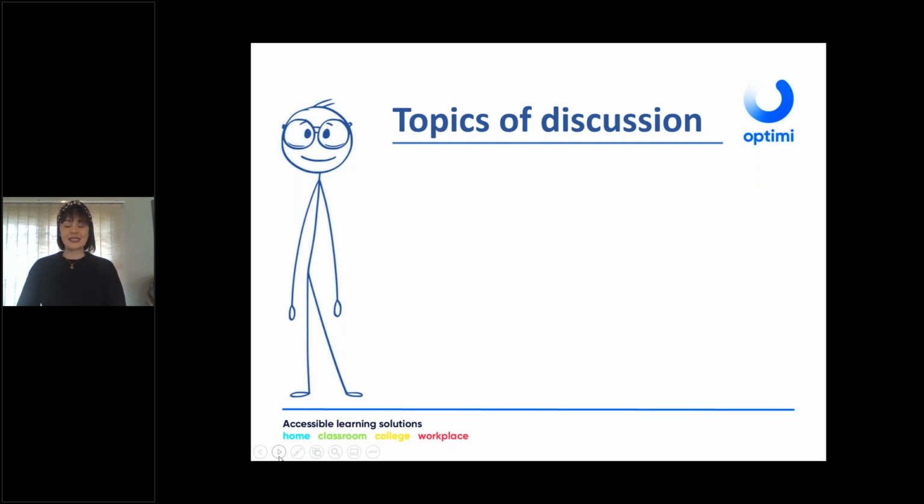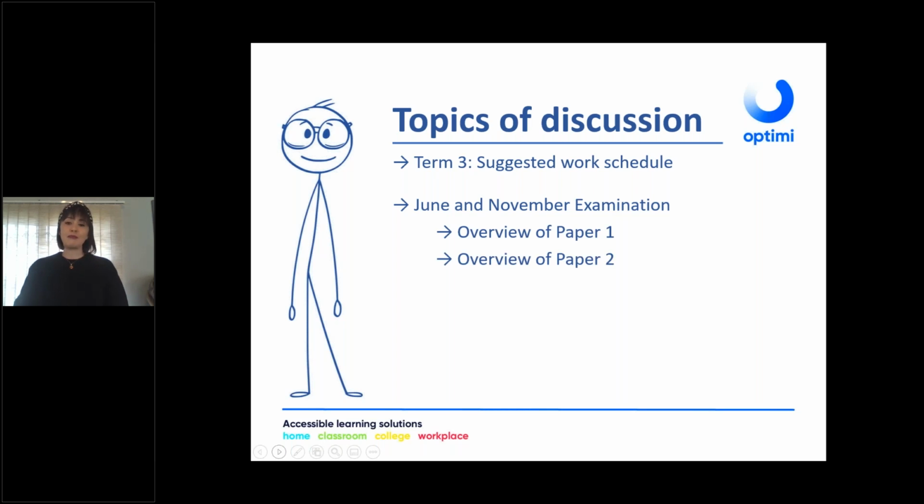So for today's discussion, we are going to have a look at the following points. First of all, I would like to look at the suggested work schedule for the term three work. I would like to have a look at our June and November examinations regarding what to expect. So we're going to have a look at the overview of paper one, an overview of paper two, and then also the weightings per topic in these two papers. And then lastly, we are going to discuss some additional resources. So please stay with me. There's some valuable information that is going to be shared during this webinar, just to give you an idea of how to study and how to prepare for every exam paper.